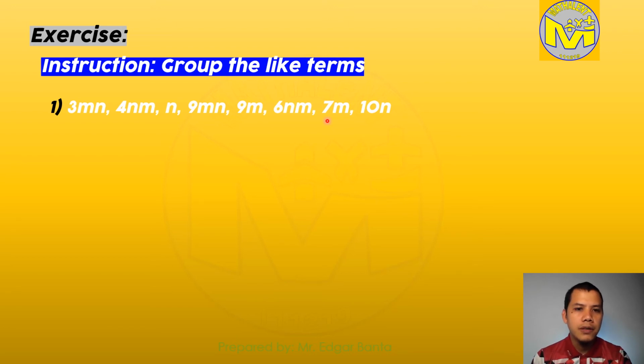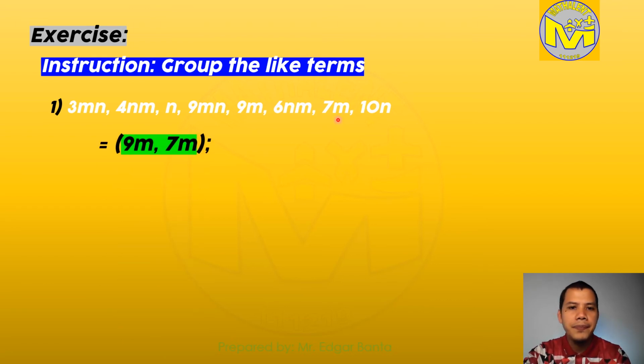And which is first? M, N, or O? In alphabet, it is M first, right? M, N, O. So, M first. Okay? So what are the M's here? We have 9M and 7M.